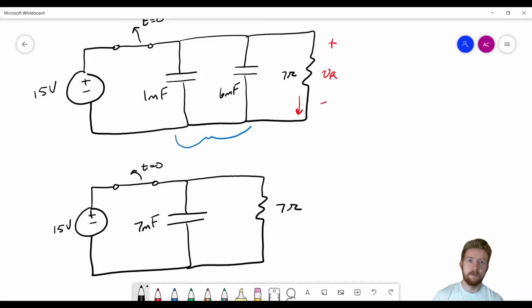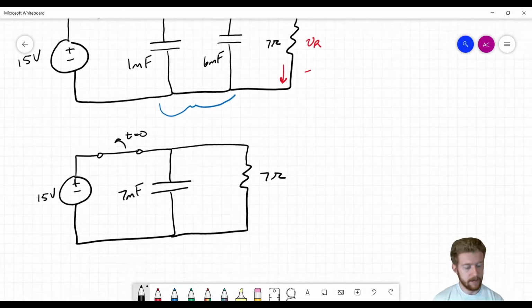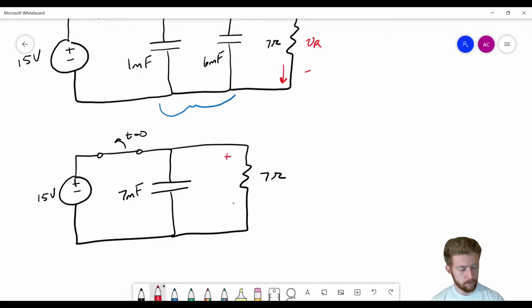So now we just have a capacitor and a resistor, and this is just a capacitor discharge problem. Okay, so we've seen something like this before. The new thing that we've seen in this problem is how we can combine those capacitors into an equivalent capacitance. So now that we have this simplified circuit, let's think about what's going to happen.